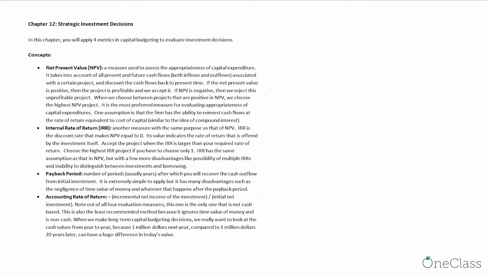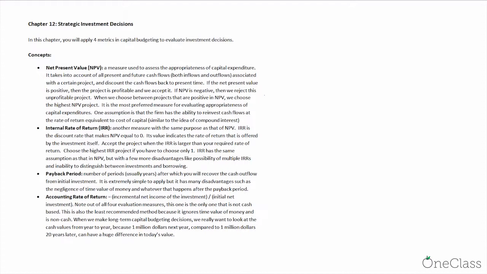The fourth and last metric is accounting rate of return. It equals the incremental net income of the investment divided by the initial net investment. Note, out of all 4 evaluation measures, this one is the only one that is not cash-based. This is also the least recommended method because it ignores time value of money and it's not cash.